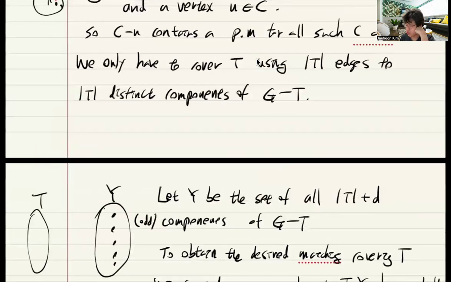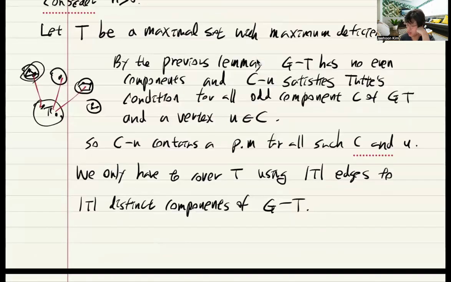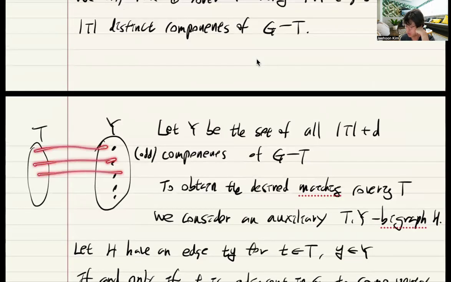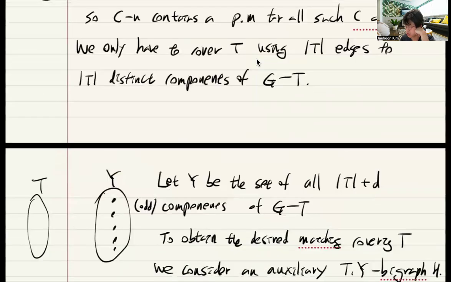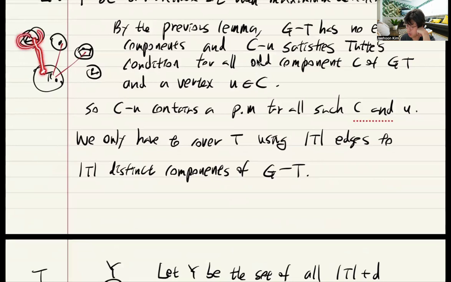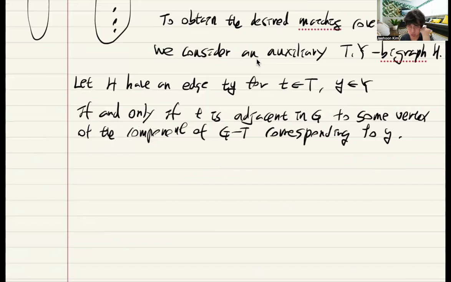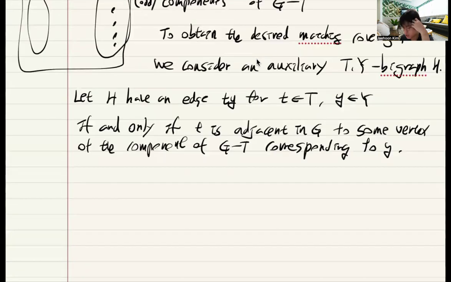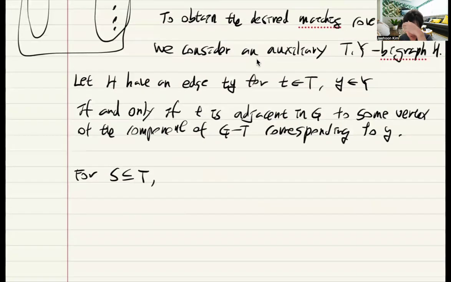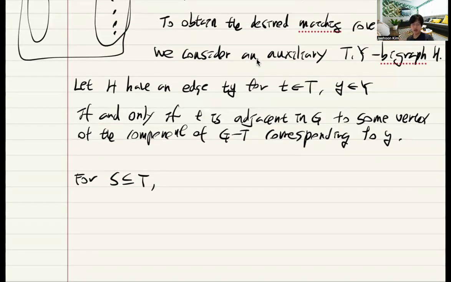Then what's our goal? We wanted to find the matching here covering all the vertices in T. That's the same as finding a matching in this auxiliary graph which covers all the vertices in T. Because once we have an edge here, that means there is one edge from here to some vertex here. So we just take it, and that's what we get. For that, we need to check Hall's condition on this bipartite graph. So for any set S which is a subset of T, we want to show that its neighborhood set is larger or equal.